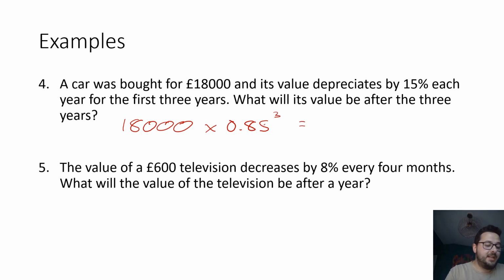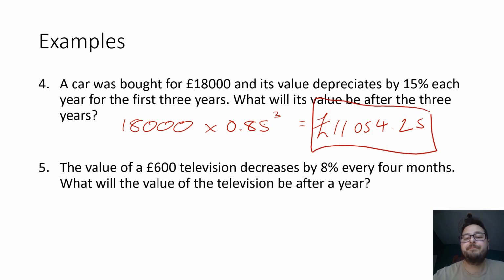Then we just type that into our calculator. So 18,000 times 0.85 to the power of 3. And that is, so we'll put it in pounds, £11,054.25p. So that's gone down quite a lot in 3 years.